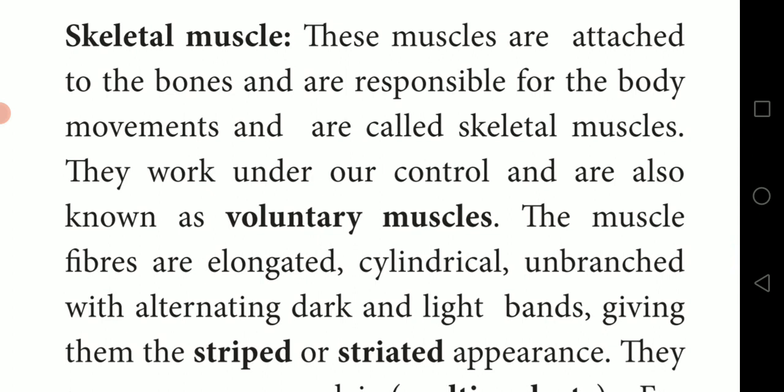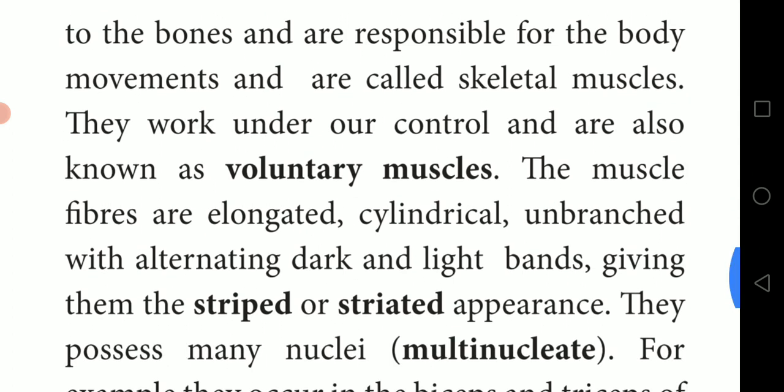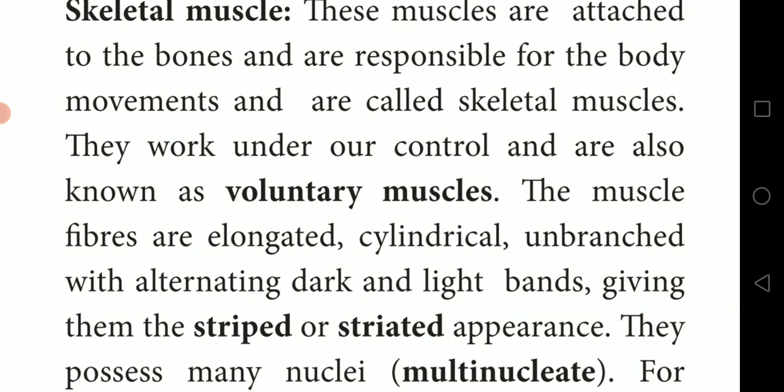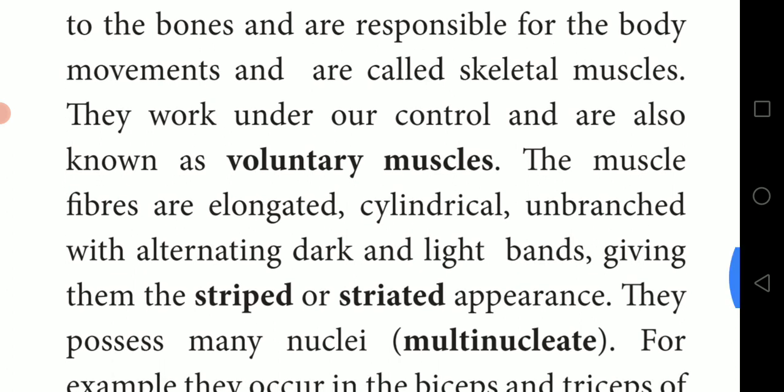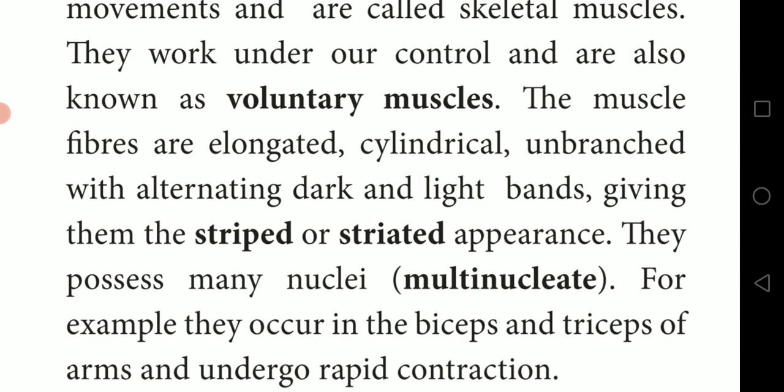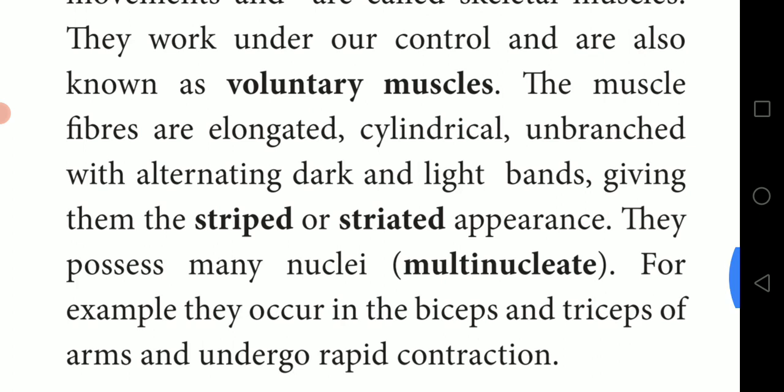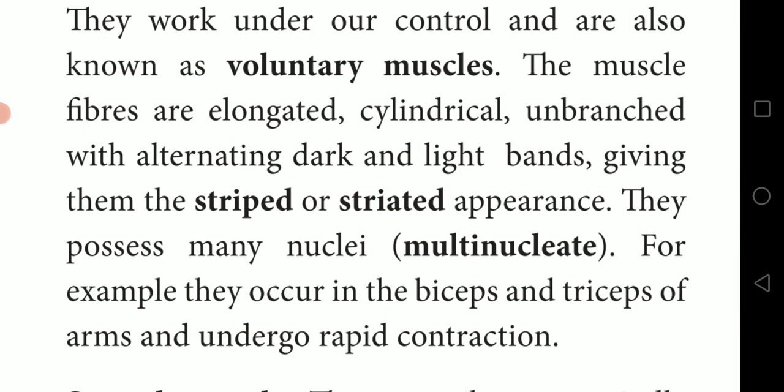The muscle fibers are elongated, expanded, cylindrical and unbranched, with alternating dark and light bands. What are dark and light bands? That is a part which is present in the myofibrils. These dark and light bands will be studied in the higher classes. They give a strip or striated appearance, somewhat twisted appearance. They possess many nuclei. That is, we call it multinucleate.